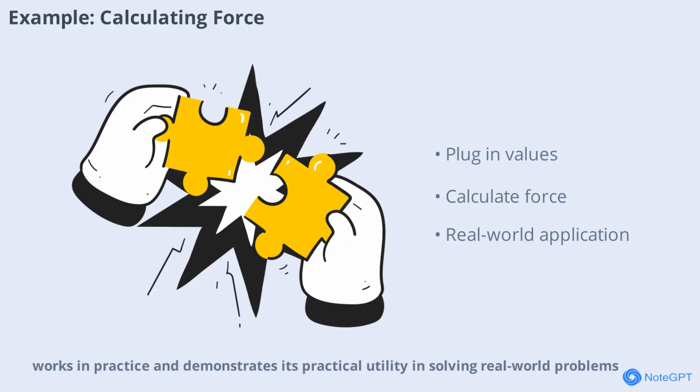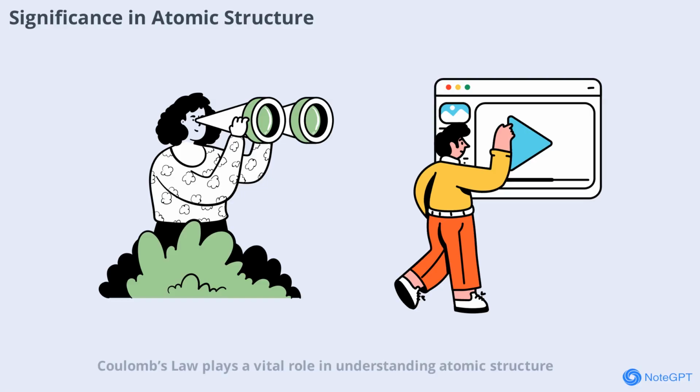Coulomb's law plays a vital role in understanding atomic structure. The attraction between negatively charged electrons and positively charged protons in the nucleus is governed by this law. It explains why electrons remain bound to atoms and how chemical bonds form. Without Coulomb's law, the structure of matter as we know it would be impossible. This fundamental force shapes the behavior of atoms, molecules, and ultimately all matter in the universe.